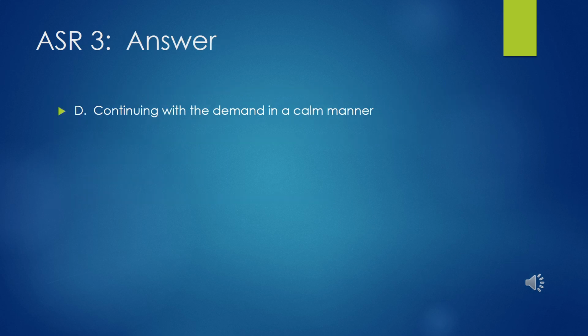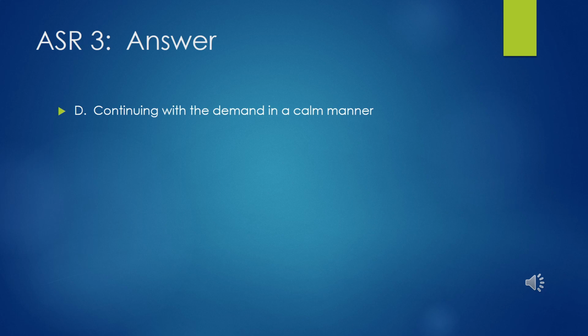Okay, and our answer is D, continuing with the demands in a calm manner. Because remember, all of those other options could serve to accidentally reinforce the problem behavior. This is important to remember as well. For example, for students who may not be ready for more group instruction, and they may engage in problem behavior to escape the group, by sending them to timeout during that time, you're actually reinforcing the problem behavior because they are getting away with not participating in what they're supposed to participate in.